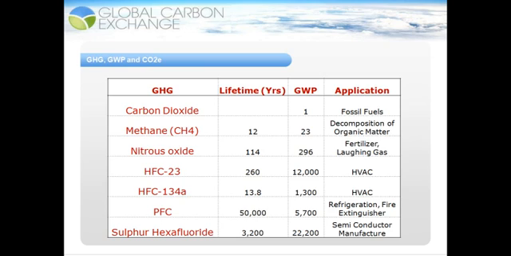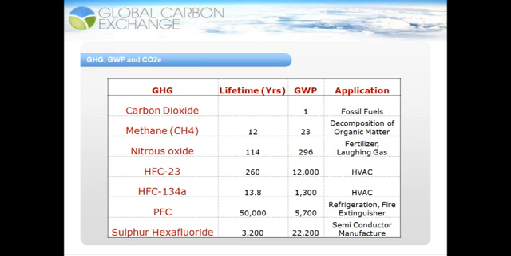HFC-23, that particular strain of hydrofluorocarbon, is 12,000 times. Perfluorocarbon, as you can see as well. And then you've got sulfur hexafluoride, where 1 ton of sulfur hexafluoride is equivalent to 22,000 tons of carbon dioxide.